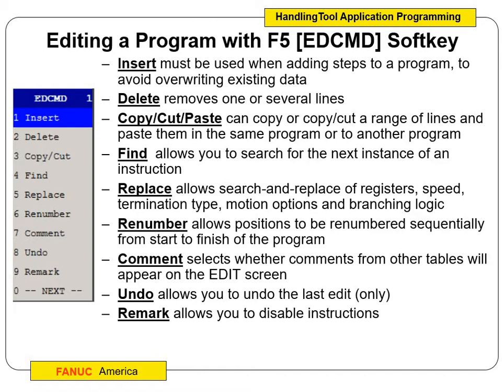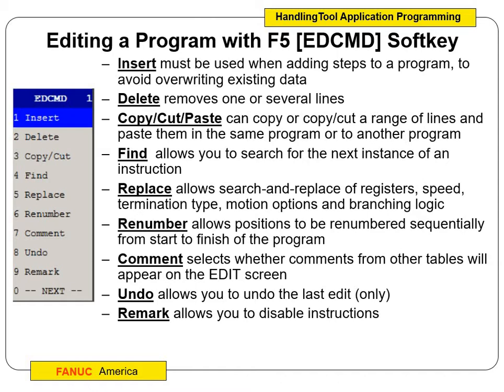Replace, so we can get in there and change different registers, speed, termination type, all those different things. We can renumber the positions so that the program can go in reverse order. I've shown you guys some of that when I'm like, hey, just record 3 dummy points and then we'll reverse the numbers out of there. So same kind of concept there. We can add a comment, okay? So you can see comments in the edit screen.